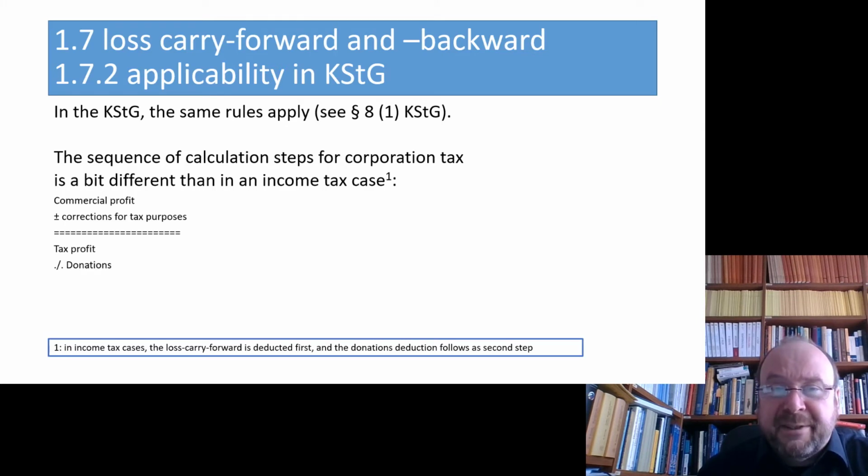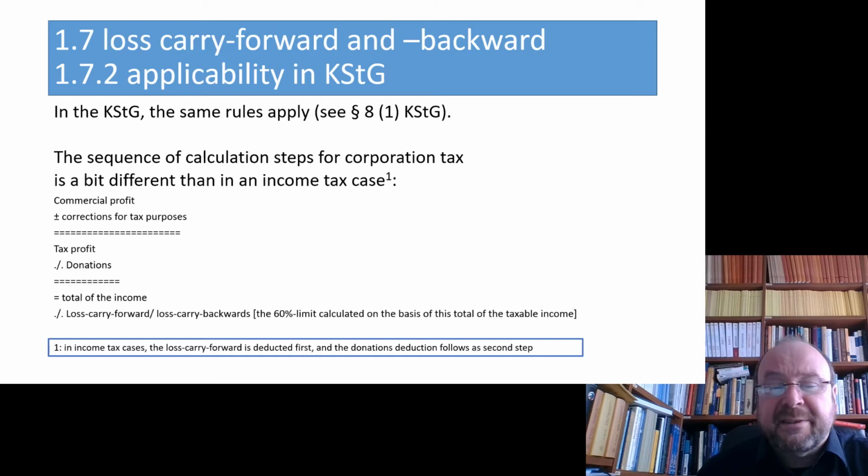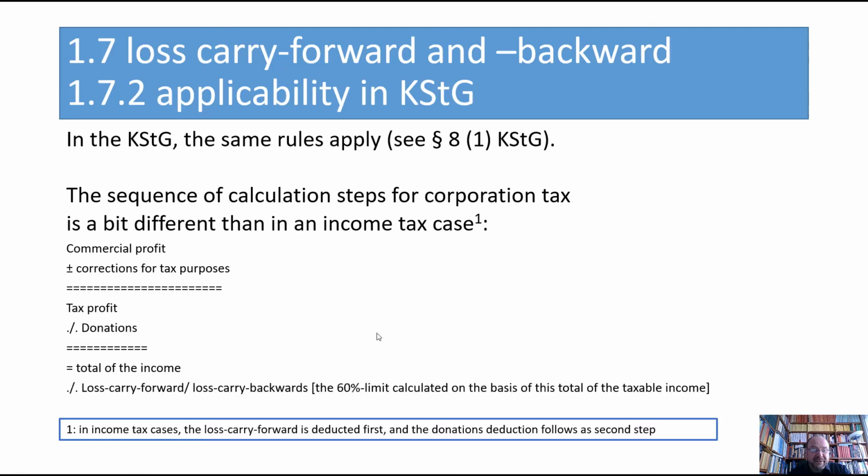Now you deduct first the donations. 20% of the tax profit is the limit. What comes out is now the total of the income, and surprise, this is now the basis for the loss carry forward. 1 million is deducted first, and then from the remaining amount, 60% of the rest are still deducted. The footnote gives you a hint. In income tax cases, the sequence of these two steps is exactly the other way around.